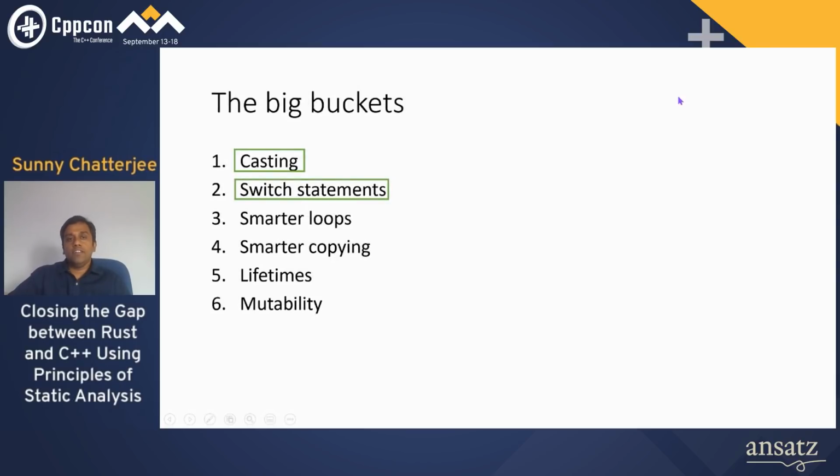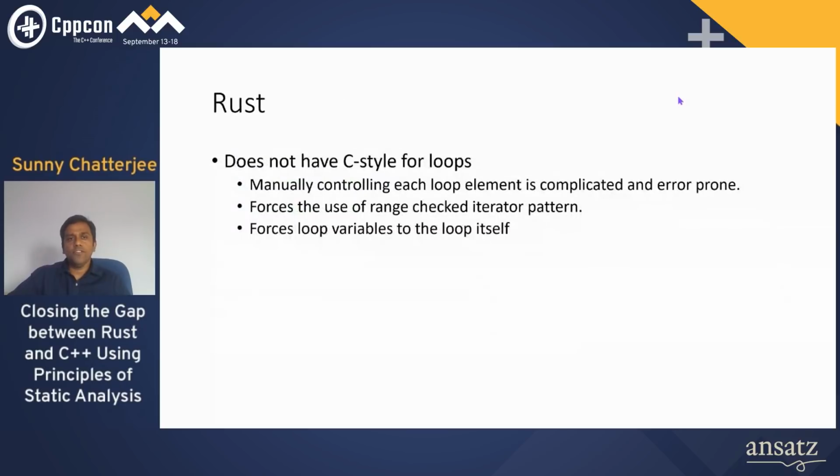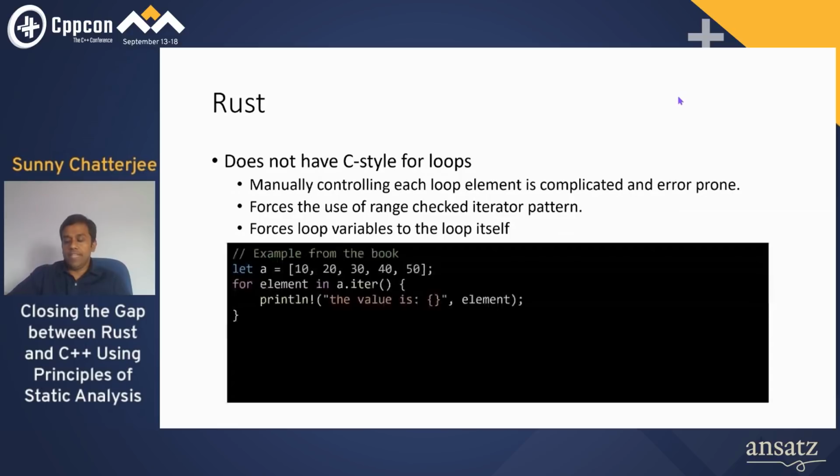So we looked at casting and switch statements. We'll look into smarter loops next. So in Rust, we do not have C-style for loops, because you all know that C-style for loops are error prone, it's complicated. We can read past the bounds of the container. So what Rust wants you to do is use a range-checked iterator pattern, and it wants to force loop variables to the loop itself. So it's very similar to the range for loops in C++.